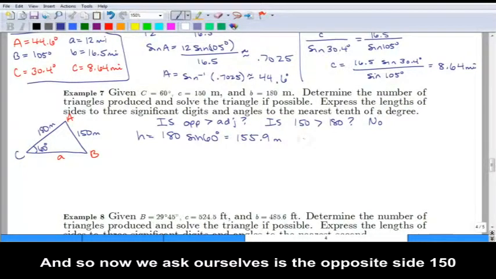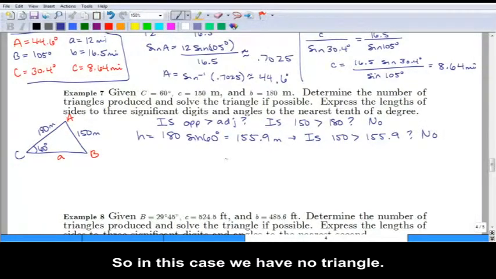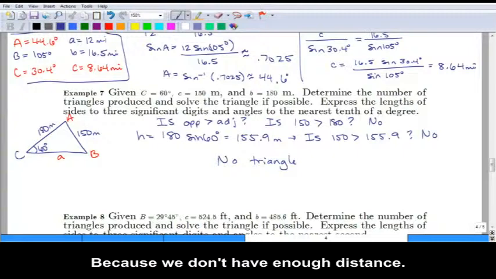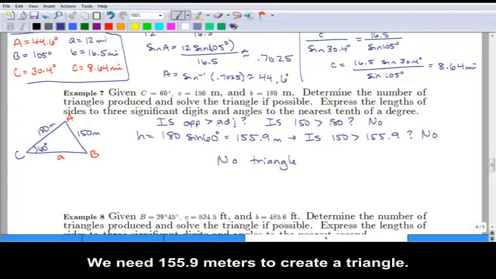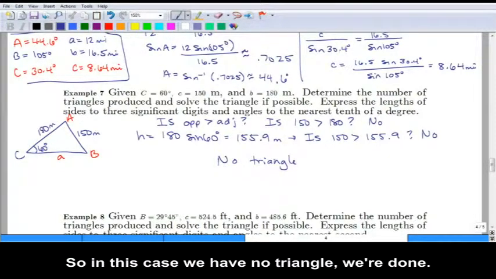And so now we ask ourselves, is the opposite side 150 greater than our h that we found, 155.9? No, it is not. So in this case, we have no triangle. Because we don't have enough distance, we need 155.9 meters to create a triangle. We don't have enough distance to create that triangle. So in this case, we have no triangle. We're done.